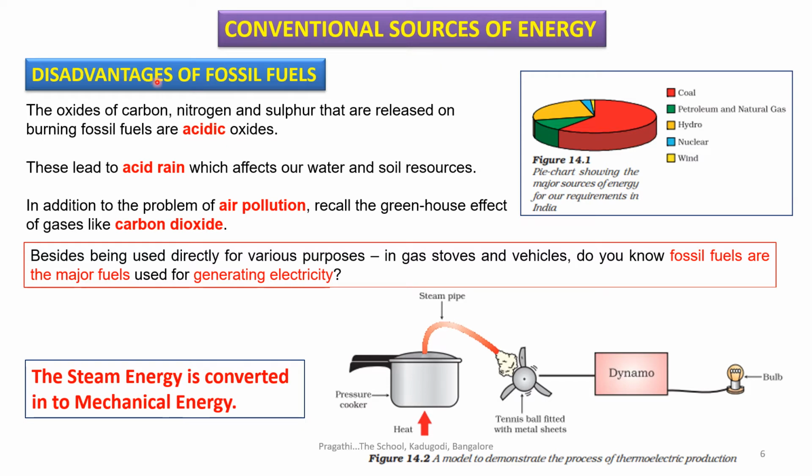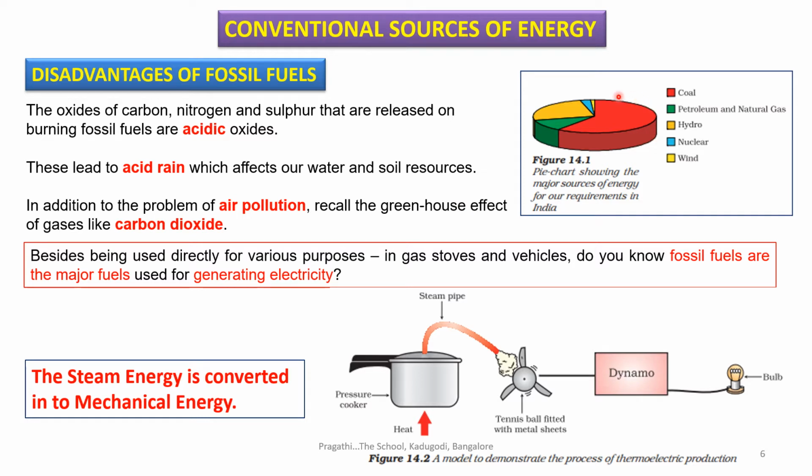Let us see the disadvantages of fossil fuels. It is going to harm our environment very badly. The oxides of carbon, nitrogen, and sulfur that are released on burning fossil fuels are called acidic oxides. That means acidic oxides are formed because of burning and they affect the environment. Pollution. These lead to acid rain which affects our water and soil resources and also the plants. In addition to the problem of air pollution, recall the greenhouse effect of gases like carbon dioxide. Carbon dioxide is released enormously, which will affect the greenhouse.